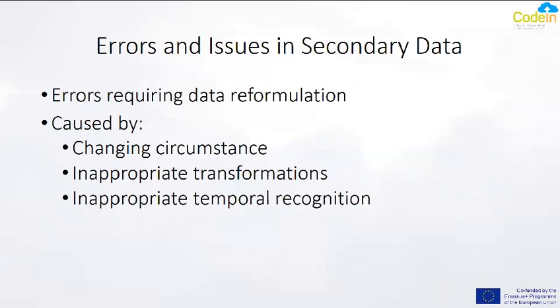Changing circumstance is concerned with changes affecting data series, which are not readily apparent in that data series. That is to say, change in geographical boundaries, change in the underlying unit of measurement. About inappropriate transformations. Original data in secondary data sources is often presented in categories or tables that make the data more presentable, or the original categories do not reflect an analyst's needs to handle the task at hand. The last error requiring data reformulation is inappropriate temporal recognition.